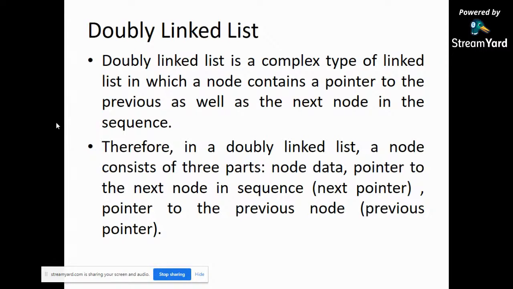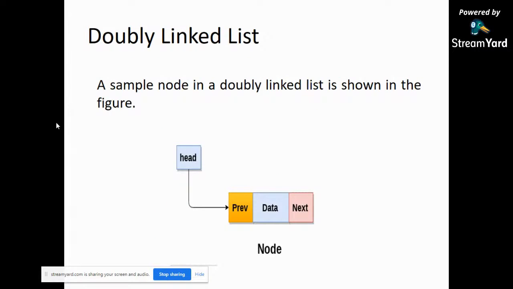So up till now, in whatever linked list we have seen, a node has two parts. In a doubly linked list, a node has three parts. Here you can see a sample node in a doubly linked list: data part, previous part, and next part. The previous part of the first node and the next part of the last node always contain null, indicating the end in each direction.